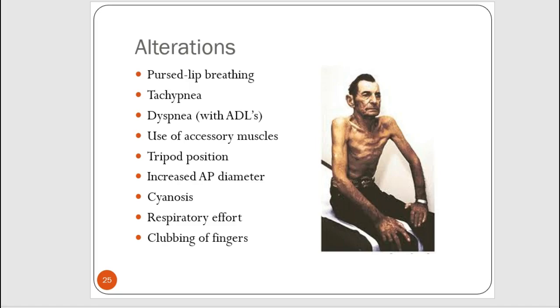I hope that video helped. I want you to look at the alterations, pursed lip breathing, tachypnea, and so forth, tripod positioning. Okay, and make sure if you have any questions on these, you can ask.